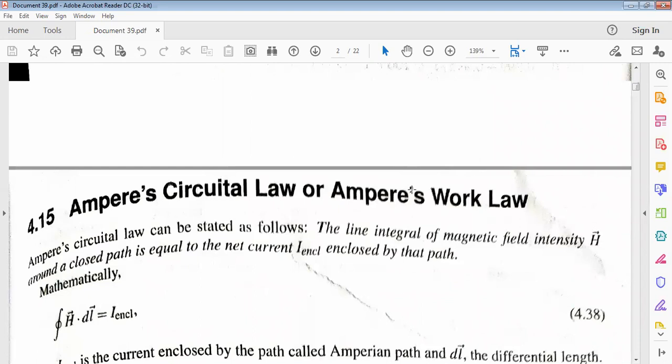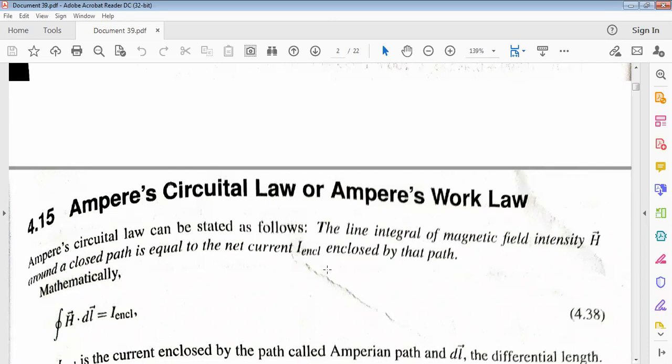The next concept is Ampere's circuital law, or Ampere's work law. What is the statement of Ampere's circuital law? The current enclosed by that path is equal to the closed integral of the magnetic field strength of that line. That is, closed integral of H dot dl equal to I enclosed, or I enclosed equal to closed integral of H dot dl. Both are true.